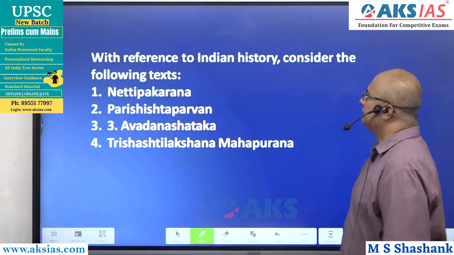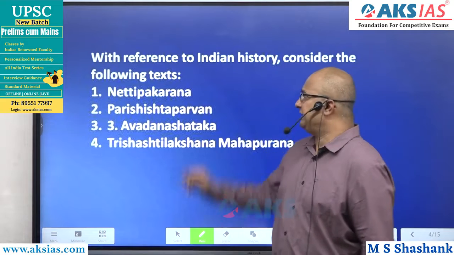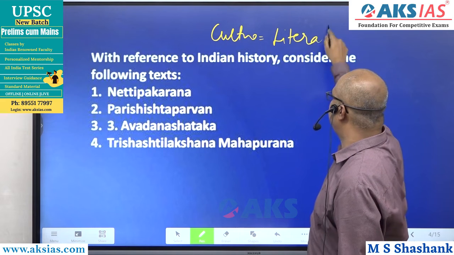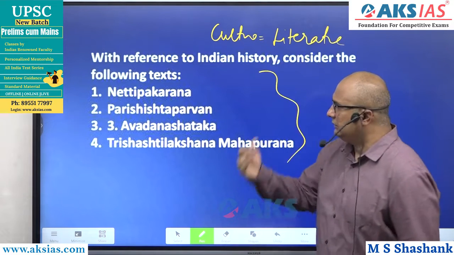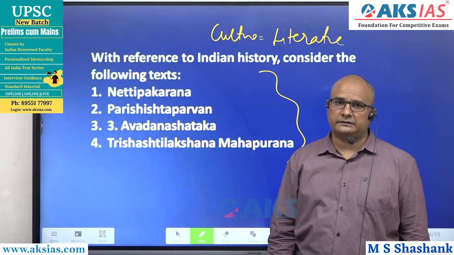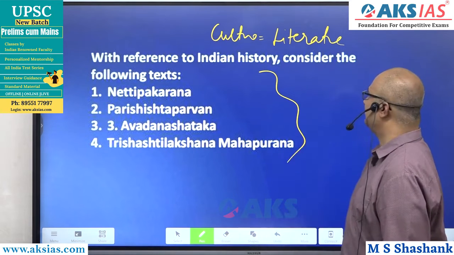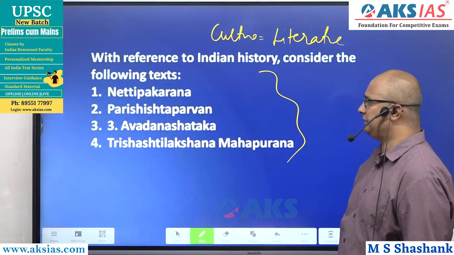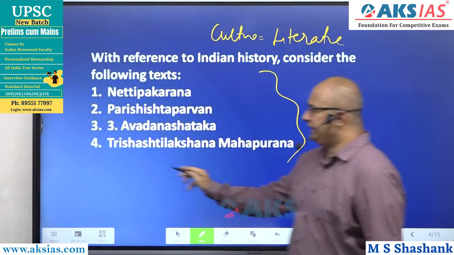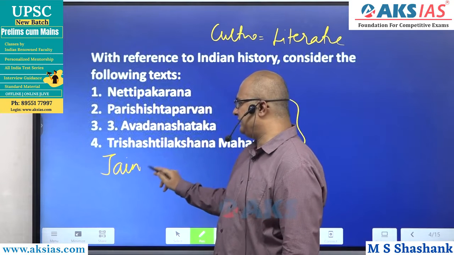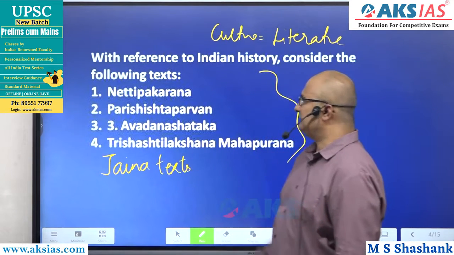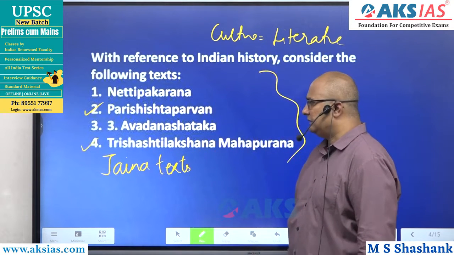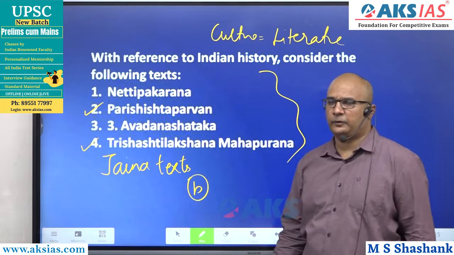Moving on. This is a question coming from ancient India. Sorry, art and culture, because this is talking about the literature aspect. Here we have the names of four literary works from ancient India, and what is being asked is which of these belongs to Jain literature, Jaina texts. The answer will be 2 and 4. Answer choice will be B, 2 and 4.